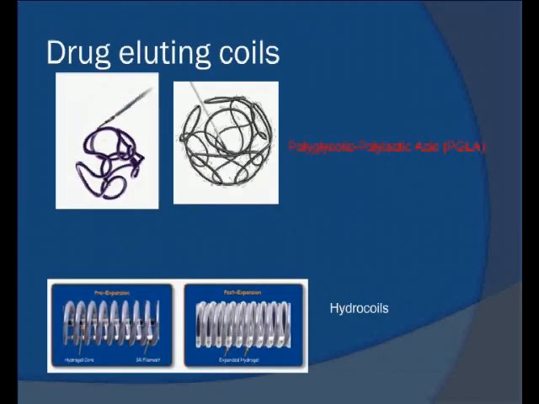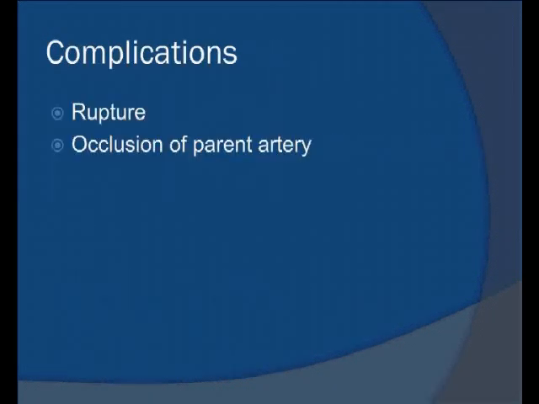Then we have coils on which we have active coatings. We can have a PGLA coating which allows you to promote some degree of fibrosis and fibroblast proliferation. We can have hydrogel coated coils which have an advantage that they swell up inside the aneurysm, and thus even if there's some space left, later on they pack and close the space completely.